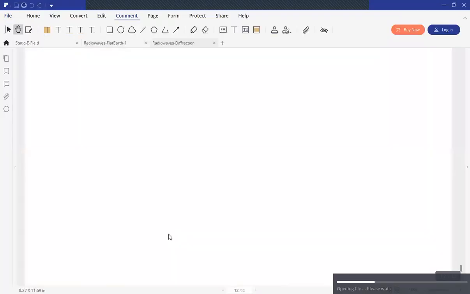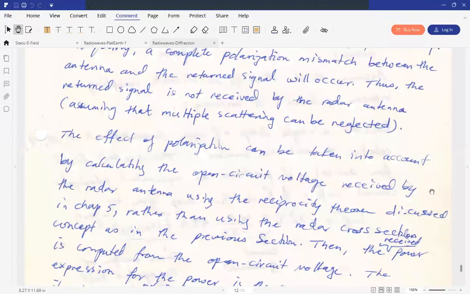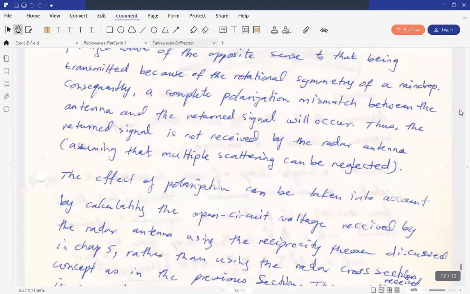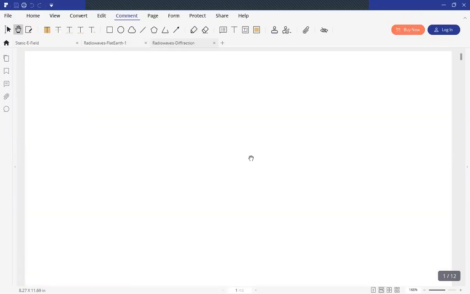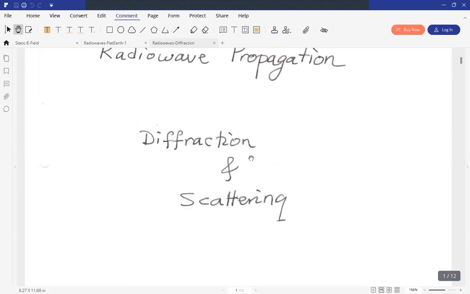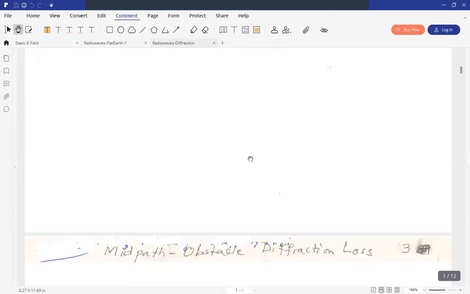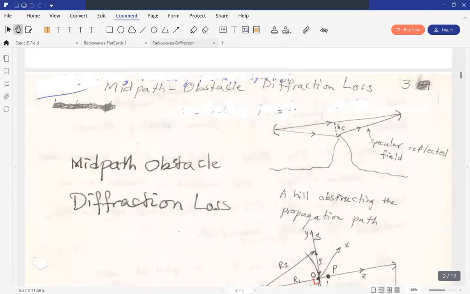The next chapter is diffraction and scattering. We have this common scenario. We have a mountain here, or a building, or any obstacle, a tower, anything, which obstructs the transmission from transmitter to receiver. Here, partial obstruction. You can see there is a direct ray, and here a diffracted ray from the tip of the mountain.